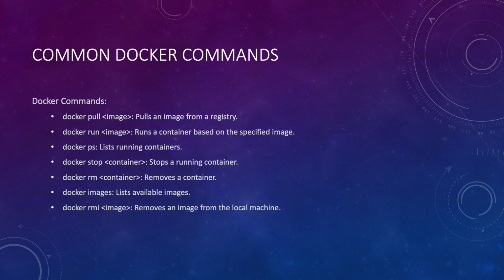Docker ps. This command lists the running containers on your machine. Docker stop container. This command stops a running container. Docker rm container. This command removes a container from your system. Docker images. This command lists all available images on your local machine. Docker rmi image. This command removes an image from your local machine.